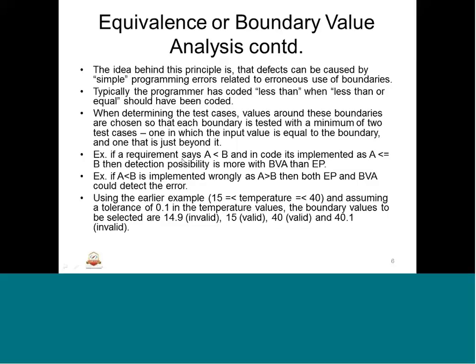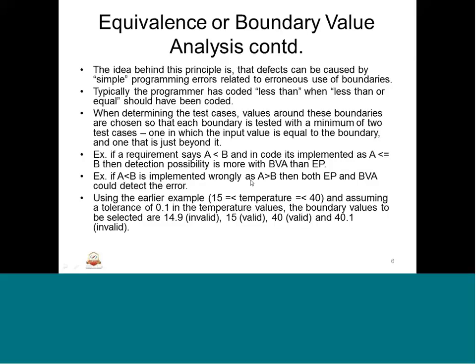So example, let us see. If a requirement says A less than B and in code it is implemented as A less than or equal to B, then detection possibility is more with BVA than EP. BVA means boundary value analysis, EP is equivalence partitioning. So this will bring out the issue of the boundary values when the implementer has implemented wrongly as against A less than B, like A less than or equal to B.